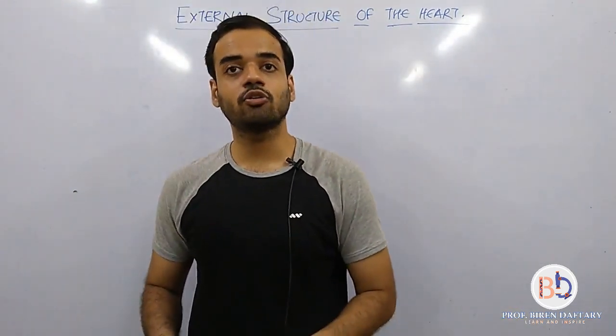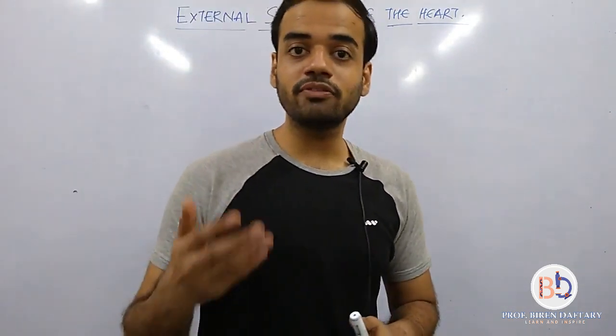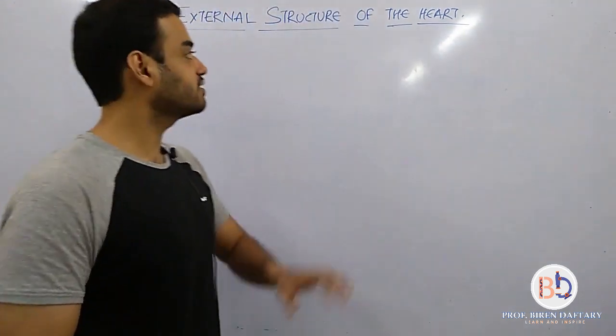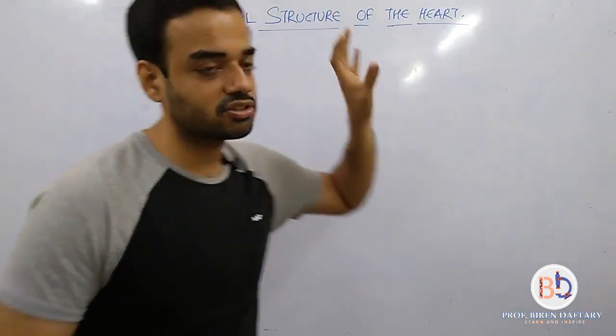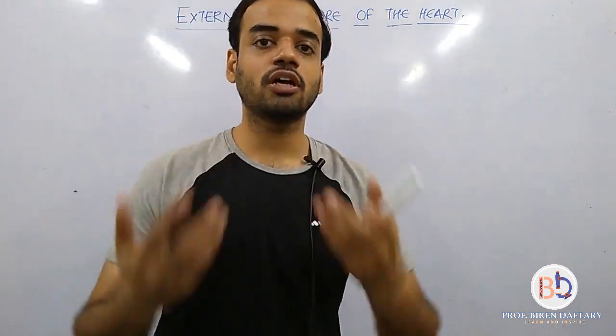I have already taught you the general anatomy of the heart. That is going to be very useful because that is going to make things easier for you. Okay, so let us start. Now, in the external structure of the heart, basically you are going to learn all the parts which are present on the outside of the heart.